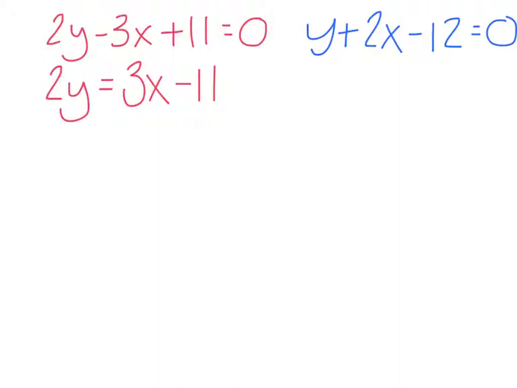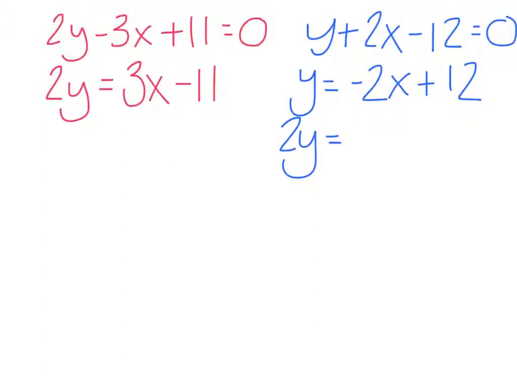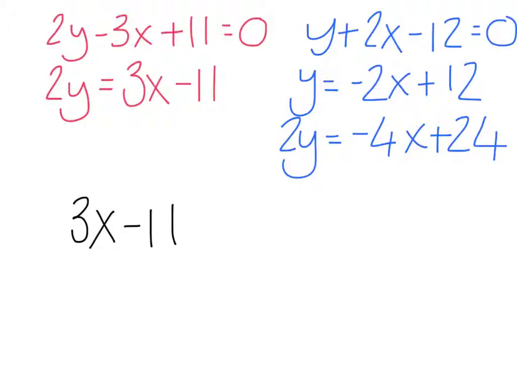The same sort of thing with the other one. We make this one y equals, which means that it becomes minus 2x plus 12. We want to get them in exactly the same form, so we want to multiply the blue one through by 2 to give us 2y equals negative 4x plus 24. They're now both in the form 2y equals, which means both expressions must be equal to each other. So that's 3x minus 11 is equal to negative 4x plus 24.